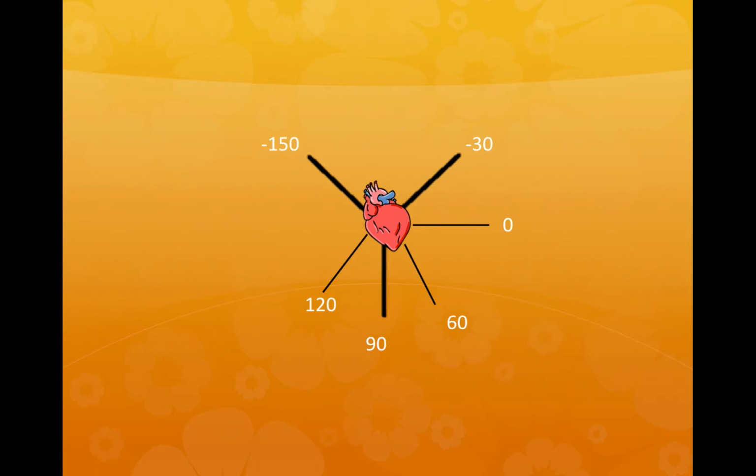Each one of the leads that we just saw has a particular number attached to it. It's at a specific orientation. So we have lead 1 at 0 degrees, lead 2 at 60, lead 3 at 120, and then we have the other leads, the augmented vector leads: AVR for right, AVL for left, and AVF for feet. Each one of these leads will be assigned a number.